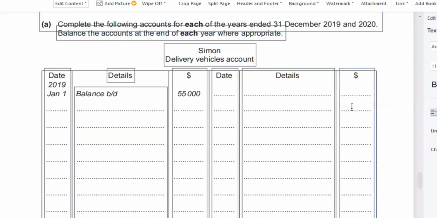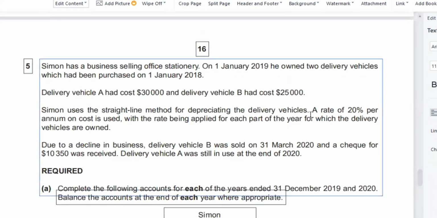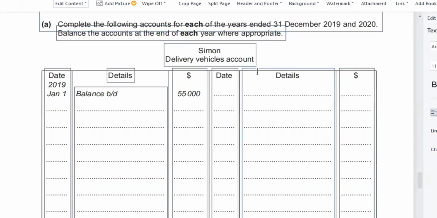Okay. For the delivery vehicle cost account, we will need the opening balance that is already written, 55,000. We'll be needing disposal. So, as it is written that due to decline in the business, delivery vehicle B was sold on 31st March 2020 and a check for 10350 was received. So, it was of cost 25,000. In the cost account, we'll only write the cost, not the cash received, nor the profit, nor the depreciation that was charged on that vehicle that was disposed. So we'll write disposal of 25,000.